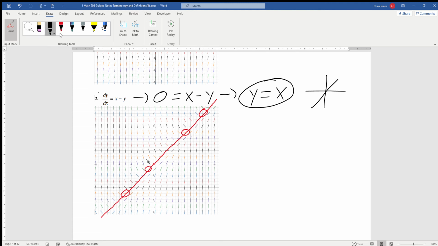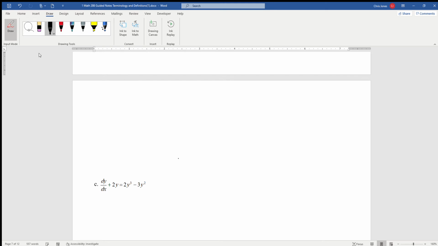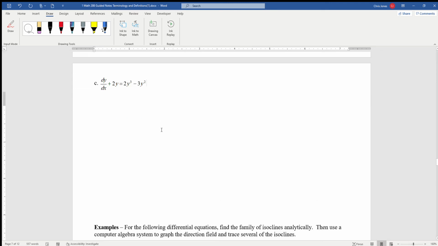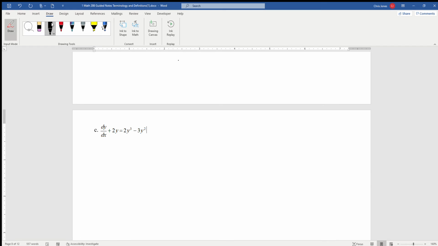Okay, so a third example of this. We have this pretty nasty first order, where we have dy/dx plus 2y equals 2y cubed minus 3y squared. So we're going to have to do a little bit of solving for this. Let's go ahead and solve it. First of all, we're going to set it such that dy/dx is equal to 2y cubed minus 3y squared minus 2y, excuse me.